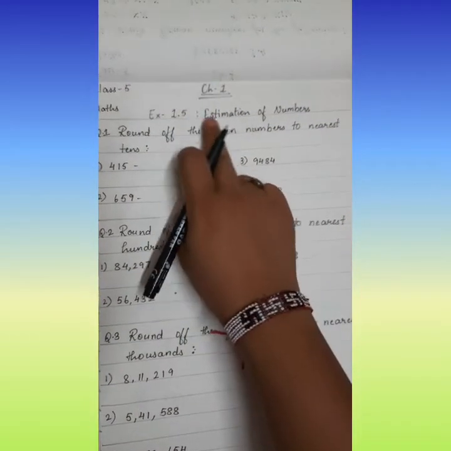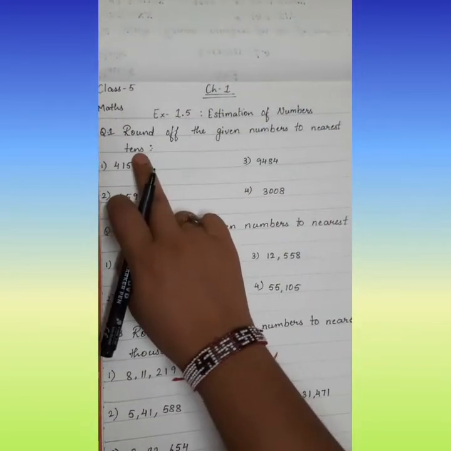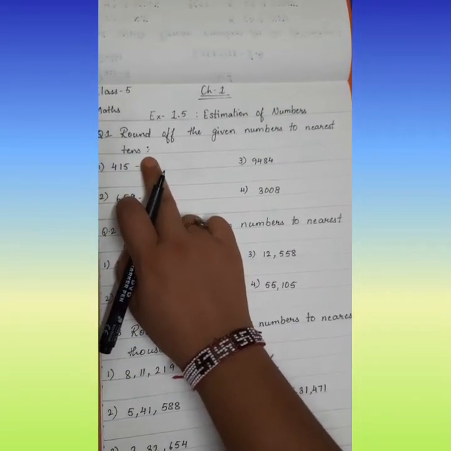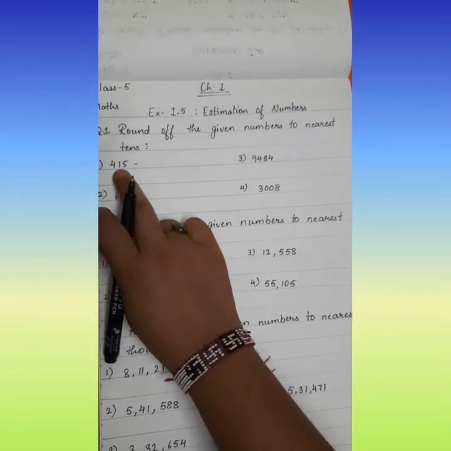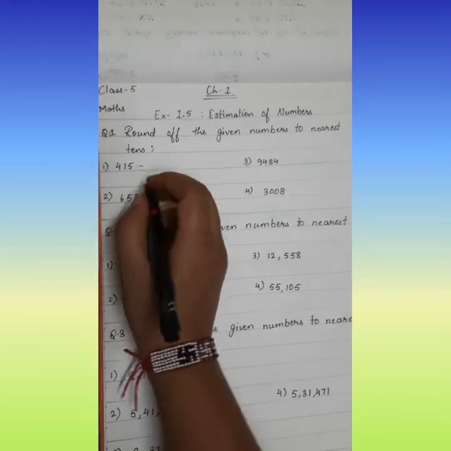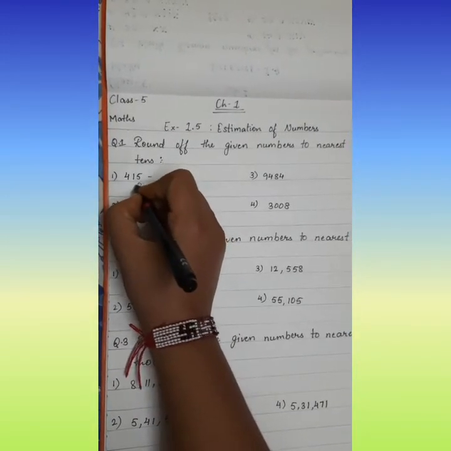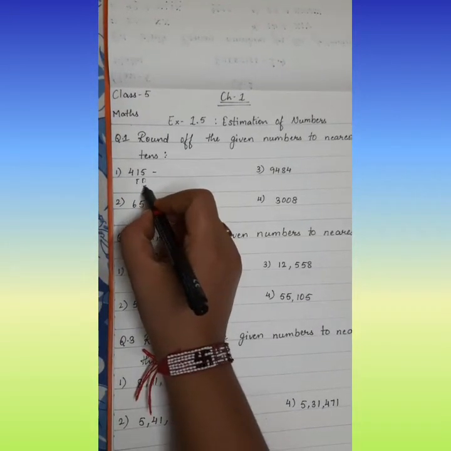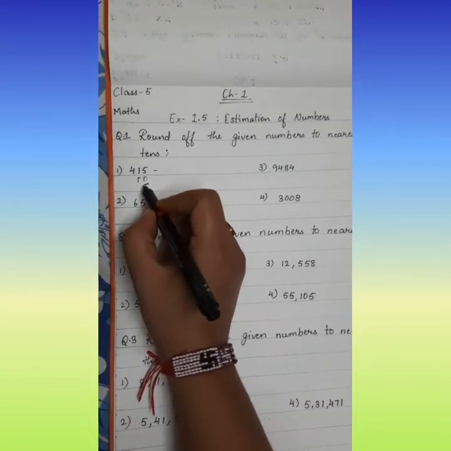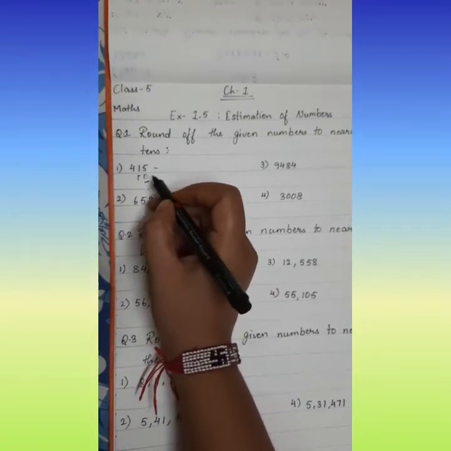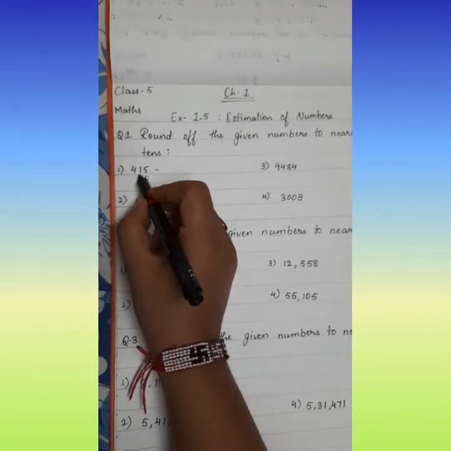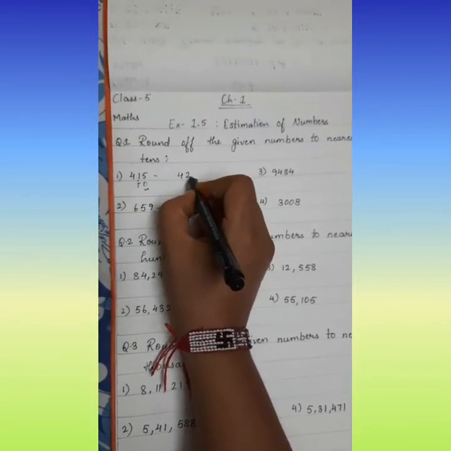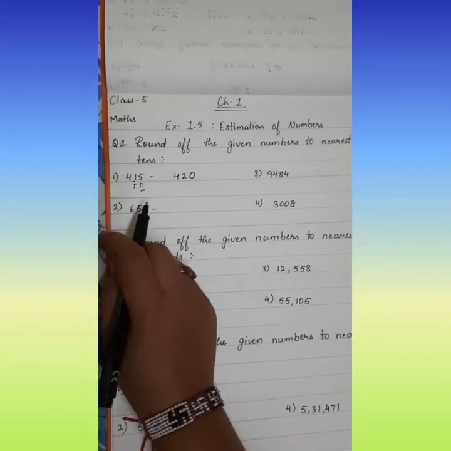Chapter 1, exercise 1.5, estimation of numbers. First question is to round off the given numbers to the nearest tens. Nearest tens means we have to change the tens position, and for that we have to look at the ones position also. So this is the ones position, this is the tens position. As we can see here, it is 5 at the ones position. So 5 or more than 5, we know the rule: we have to round up the number. So 1 will be added to the tens position, and this will become 4, 2 and 0 at the ones position.